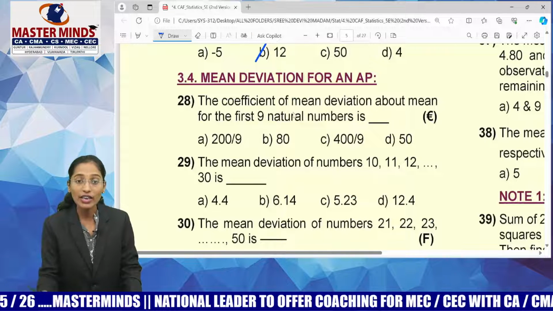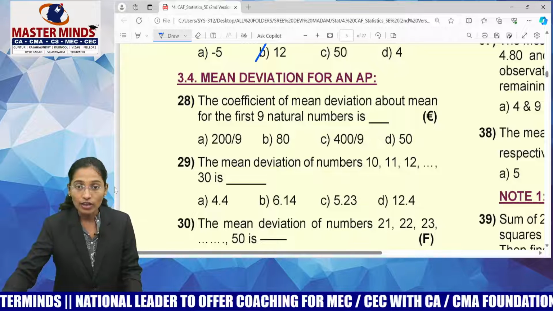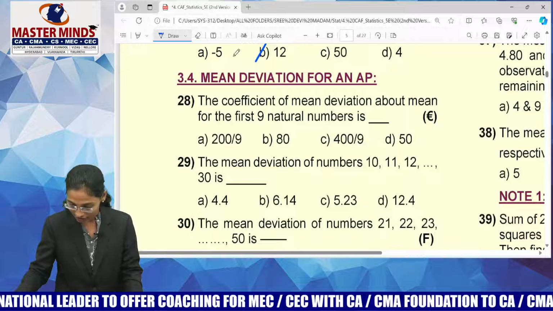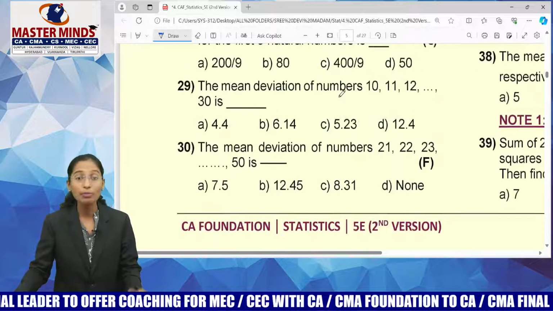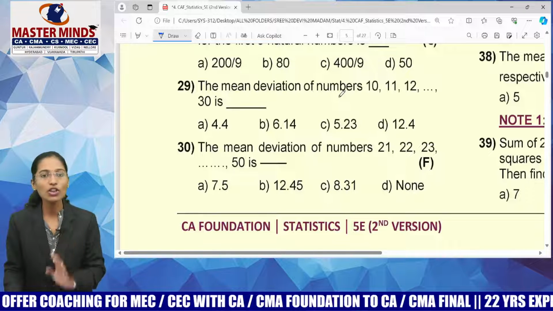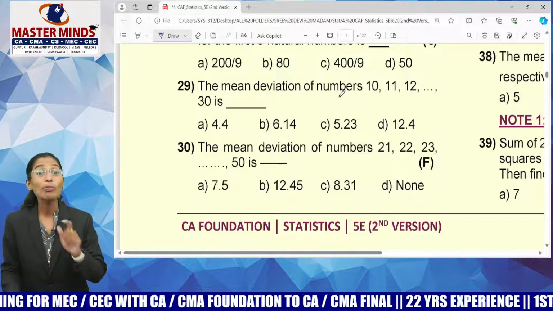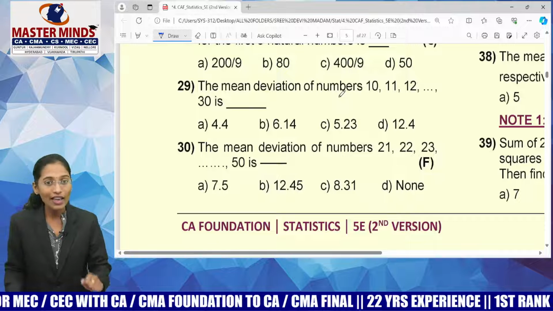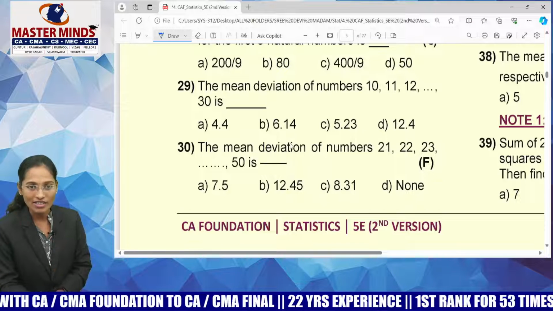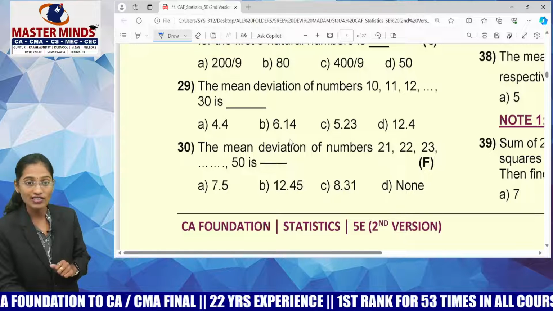Now let's have a look at the next MCQ, which is MCQ number 29. Calculate the mean deviation of the observations 10, 11, 12 and so on up to 30. Here, what do you need to understand? How many observations are there? They are continuous, which means they are in AP with a common difference d equals 1. So how to calculate the number of observations? From 11 to 30, how many observations are there? 20. And there is another observation which is 10.